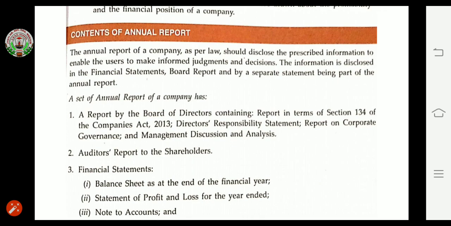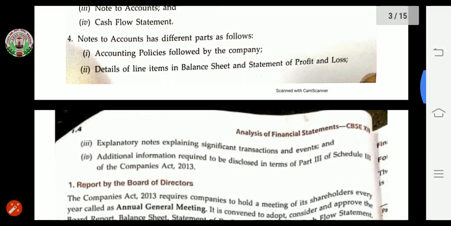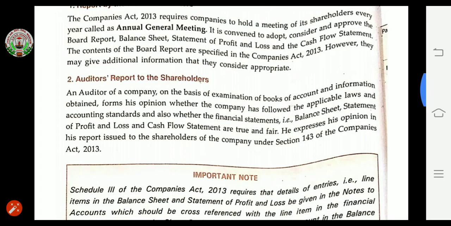Second, we are having auditors report to the shareholders. Auditors report to shareholders means an auditor of a company, on the basis of an examination of the books of accounts and information obtained, forms his opinion whether the company has followed the applicable laws and accounting standards, and also whether the financial statements, that is balance sheet, statement of profit and loss and cash flow statement, are true or fair. Means auditor, what is the work of auditor?